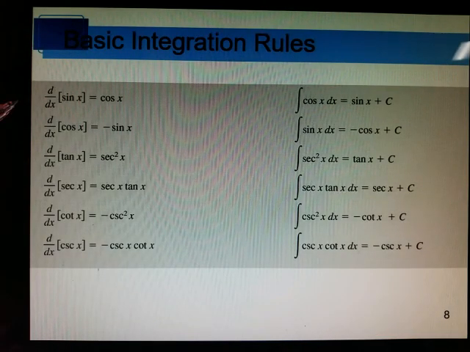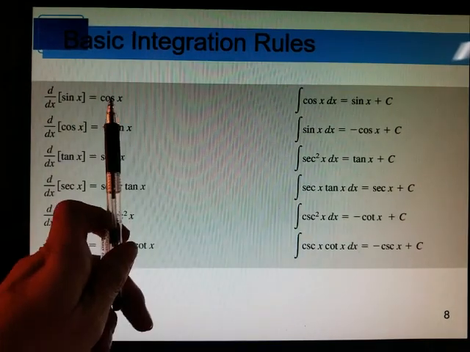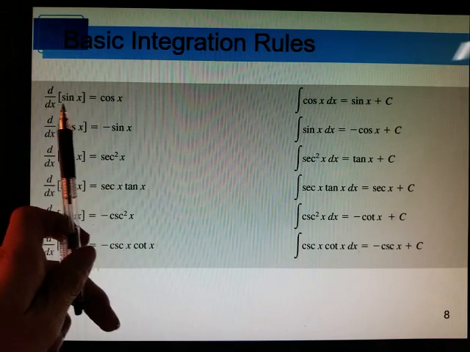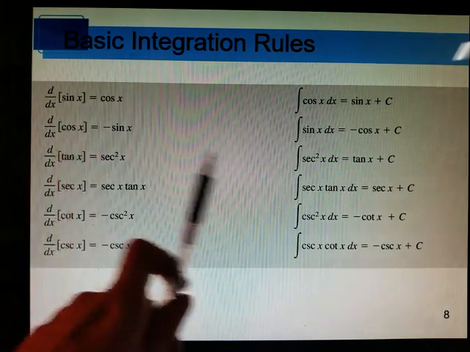So don't forget that the derivative of the sine is cosine. The derivative of the cosine is negative sine. Derivative of the tangent was secant squared, and so forth. So when you're talking about the reverse of them, the integral of the cosine would be sine, because you're going backwards. The integral of the sine would be the negative cosine.